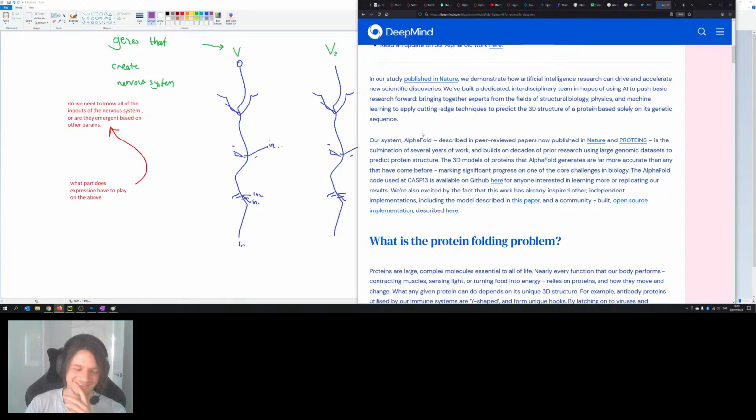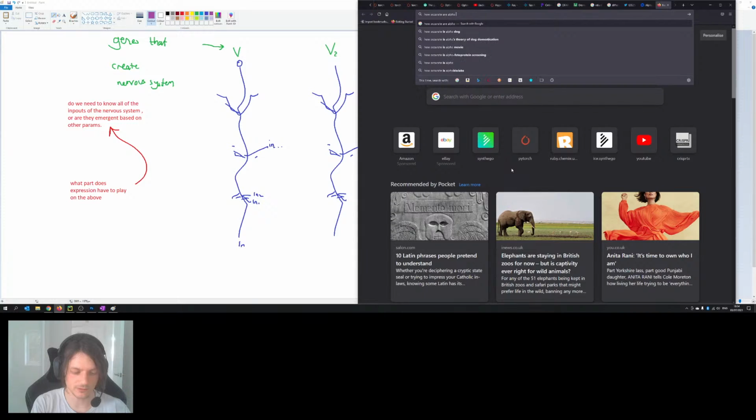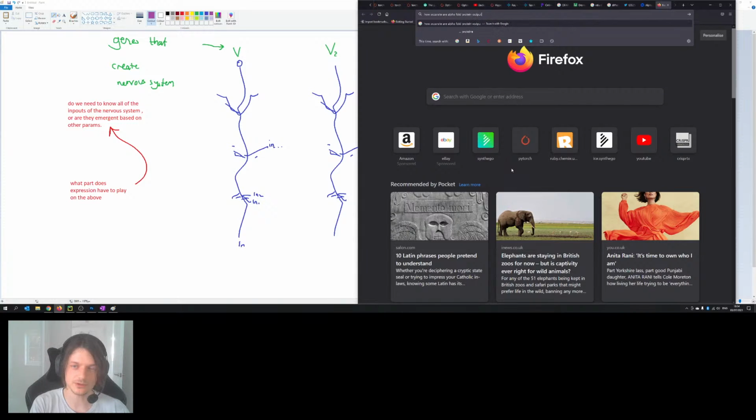Our system AlphaFold, described in peer-reviewed papers now published in Nature and Proteins, is the culmination of several years of work and builds on decades of prior research using large genomic data sets to predict protein structure. The 3D models of proteins that AlphaFold generates are far more accurate than any that have come before. How accurate? How accurate are AlphaFold protein outputs?